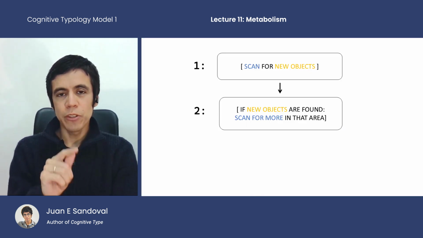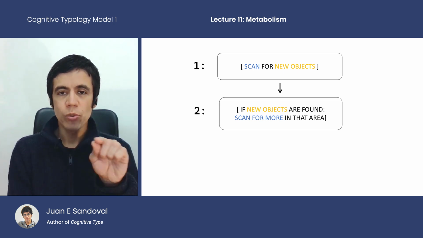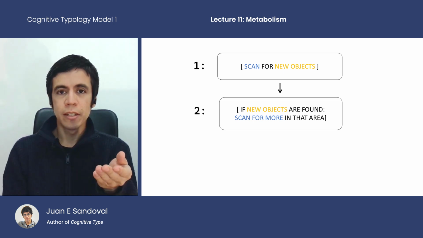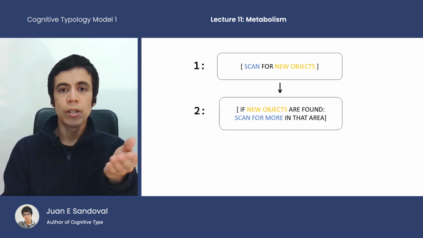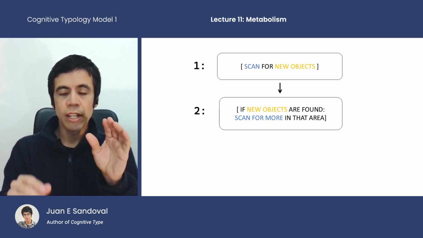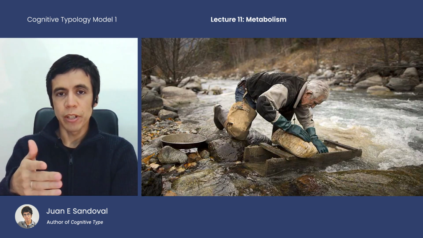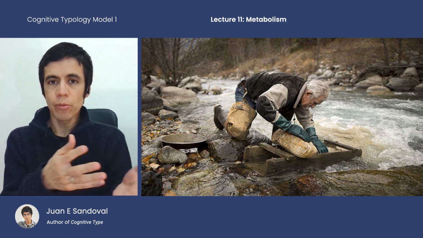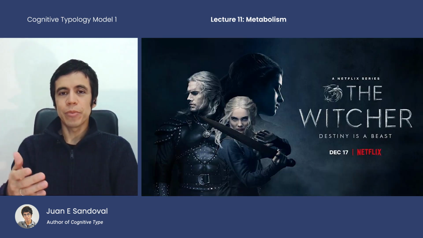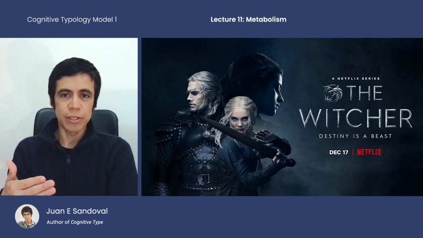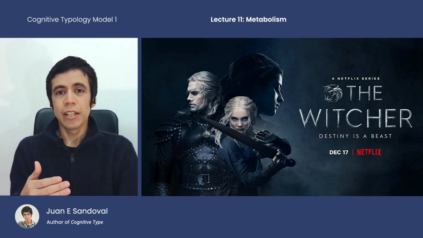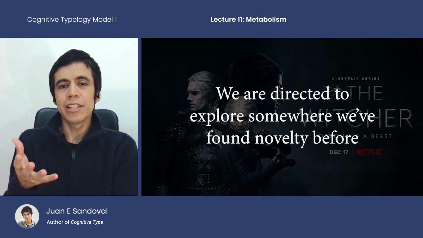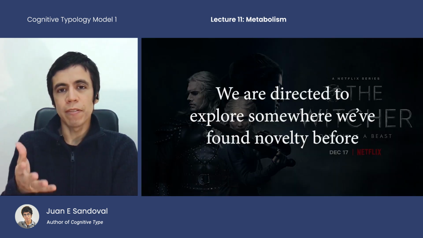Now, number two, if new objects are found, then scan the surrounding area. So what this means, practically speaking, is if you've struck gold, then PE is instructed to continue to focus its gaze and its attention in that general region. If you're an explorer, if you're a miner and you struck gold, well, now you want to look for more gold, because if there are goodies here, well, there's probably more goodies around. Or for example, if you're watching Netflix and you watch the pilot episode and it's very interesting, it catches your attention, then you probably want to watch the second and third and fourth episode. We are directed to continue exploring somewhere that we've found novelty in the first place.